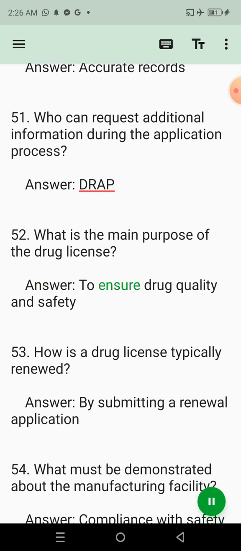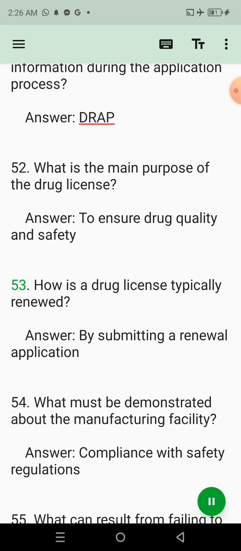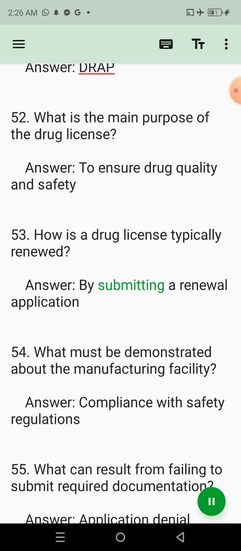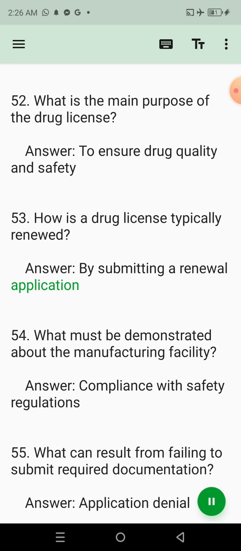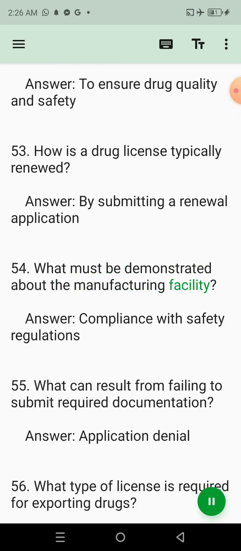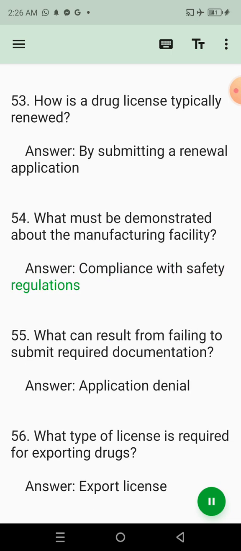52. What is the main purpose of the drug license? Answer: to ensure drug quality and safety. 53. How is a drug license typically renewed? Answer: by submitting a renewal application. 54. What must be demonstrated about the manufacturing facility? Answer: compliance with safety regulations.